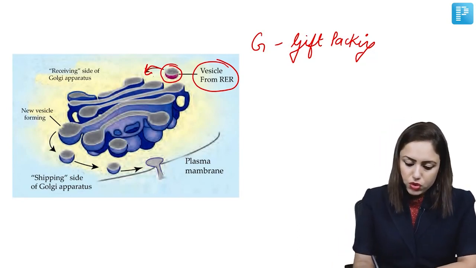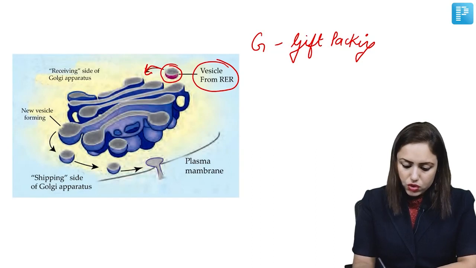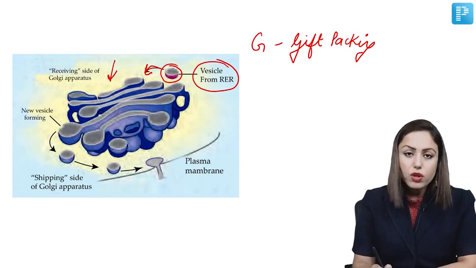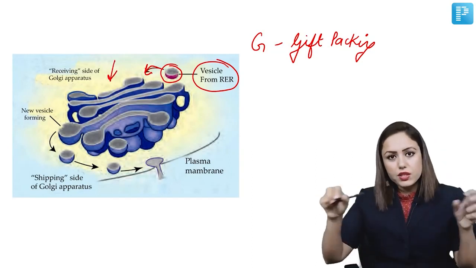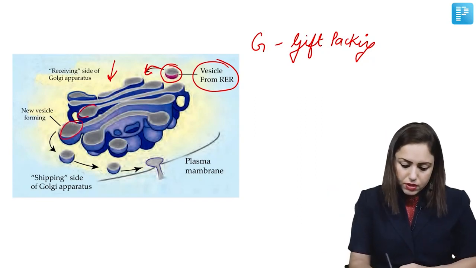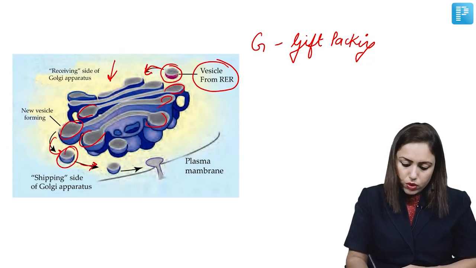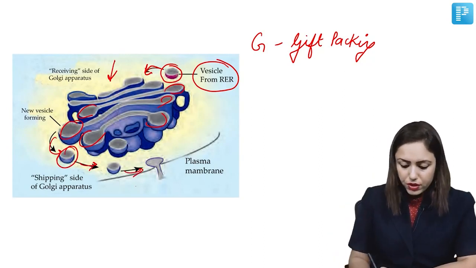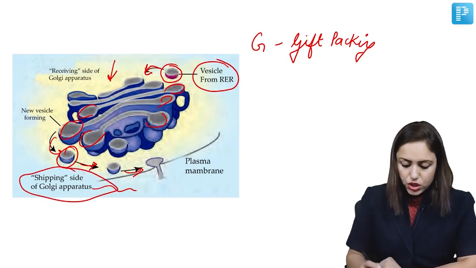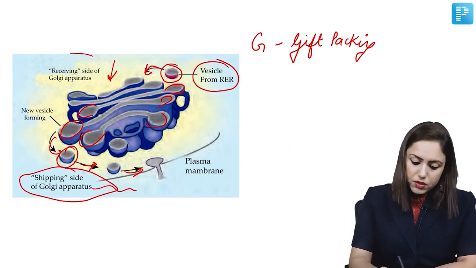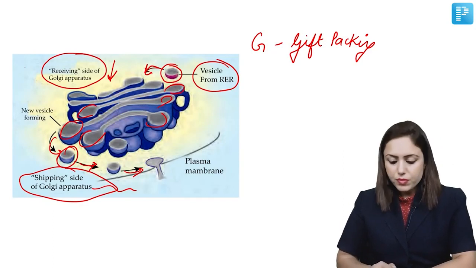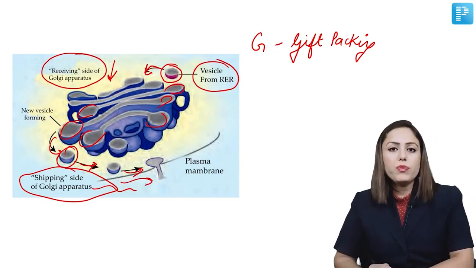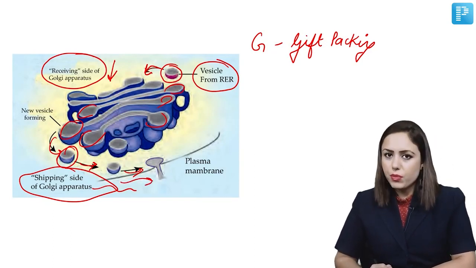Okay, so this is Golgi apparatus. You should see the structure. This is receiving end of Golgi apparatus, and on the sides always vesicles are getting formed. These vesicles will go towards the plasma membrane, and this side of the Golgi apparatus is known as shipping side. The other side was receiving side. So from here the protein will be exported to plasma membrane.